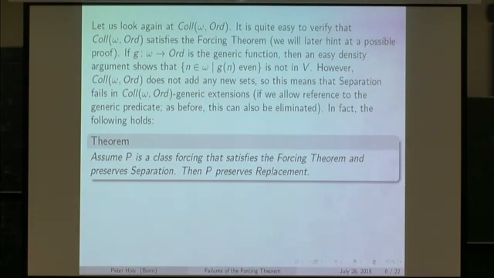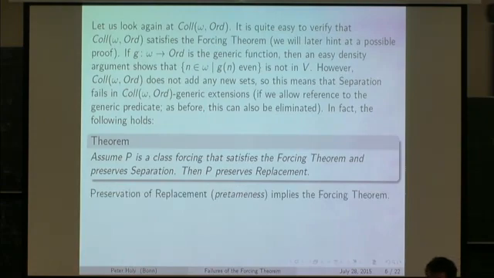So I just want to mention a theorem which I'm not going to talk about any further, which might be somewhat surprising. So assume that P is a class forcing that satisfies the forcing theorem and which preserves all the axioms of the axiom scheme of separation. Then in fact it already follows that P preserves all the axioms of the replacement scheme. So if you destroy replacement and your forcing satisfies the forcing theorem, then in fact you already destroy separation.